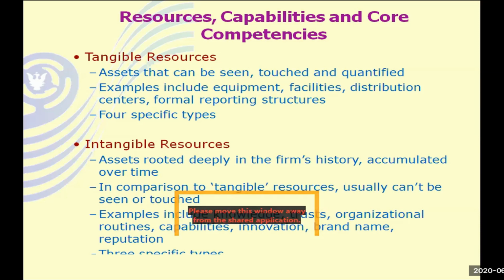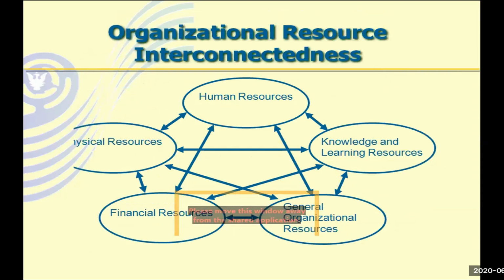I was talking about tangible resources. These are the ones that can be seen, that can be touched or quantified: facilities, equipment, and so forth. And then the intangible resources are the ones that cannot be touched or seen. Examples are routines, innovation, brand name, culture, efficiency, effectiveness, and so forth. That's called the soft part of the resources. The tangible is called the hard part of the resources. So both resources are very, very important, and management must make proper use of them.